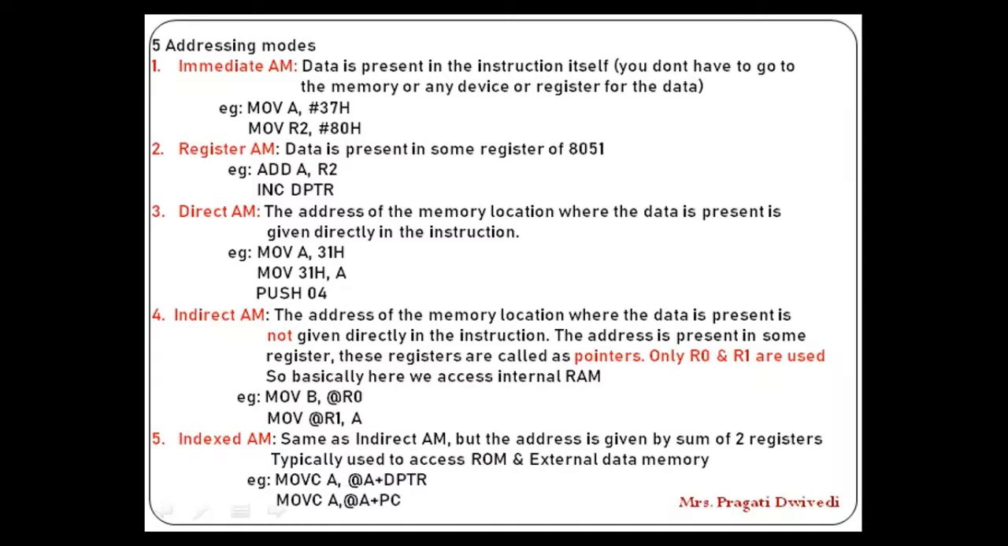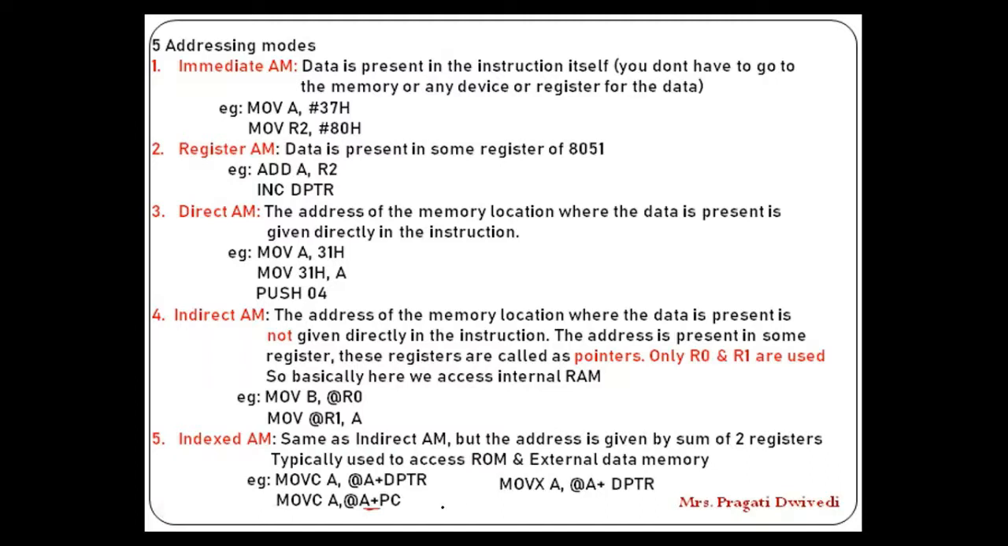Next example is the same, instead of DPTR, you have A plus program counter. PC is a register, the program counter, that is also 16-bit, and DPTR is also 16-bit. So this is another example. This is indirect only, because you can see the at-the-rate sign, but since you have this A plus extra thing, we call it indexed addressing mode.